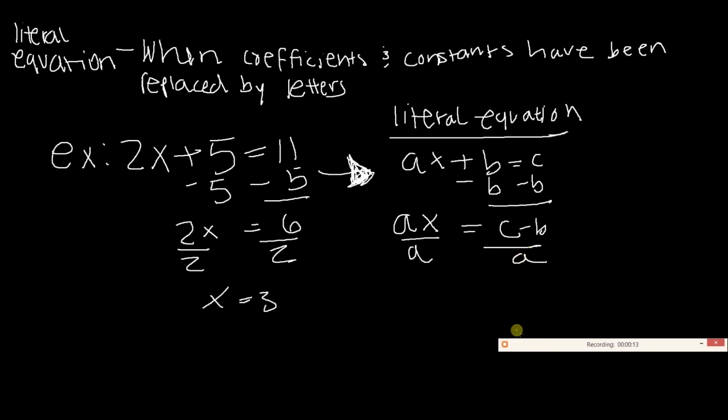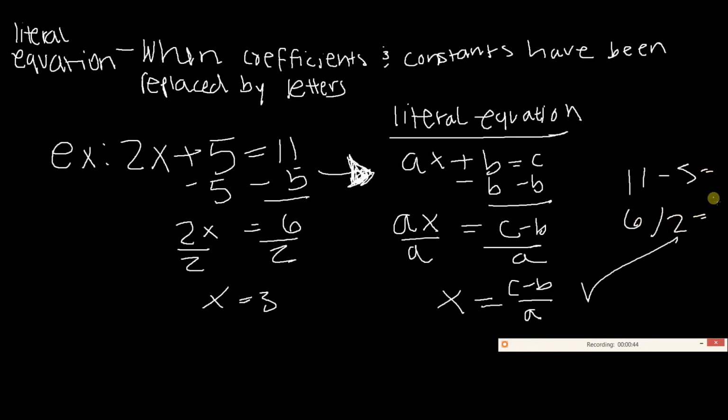And what do you get right there? x equals c minus b over a. And so that's how you do your whole process. That's the literal equation right there. And as you can see, c is 11, and you can check that: 11 minus 5 equals 6, divided by 2 equals 3. So that works. Double check that.